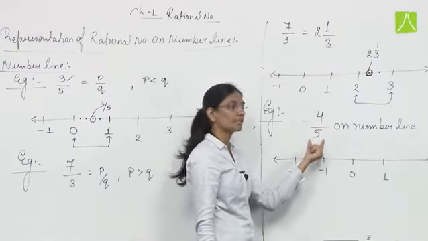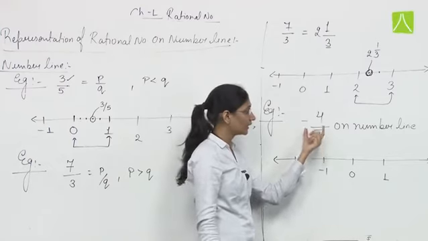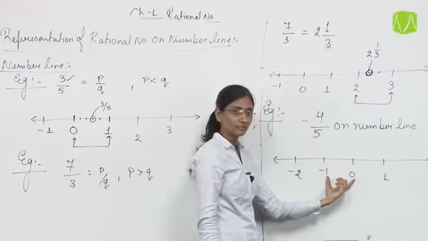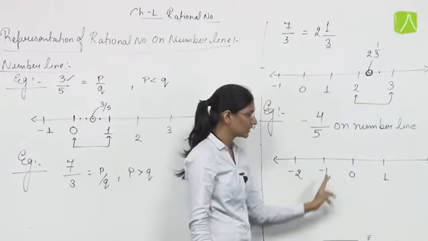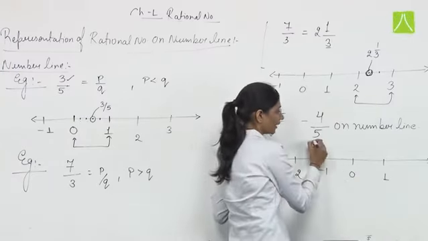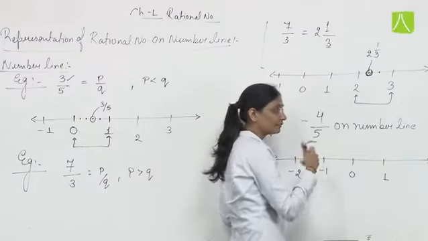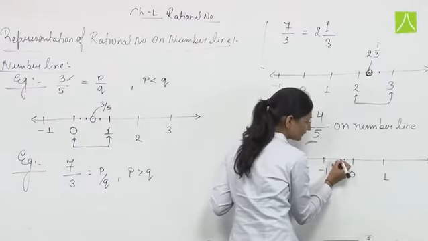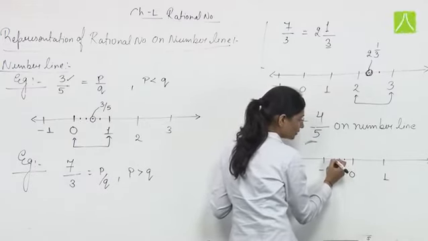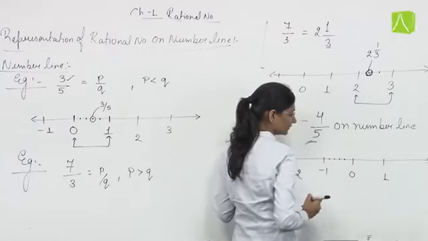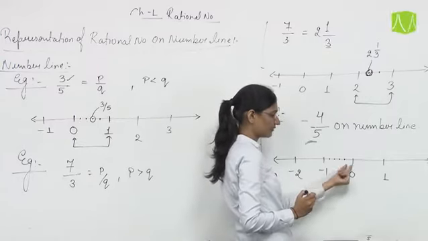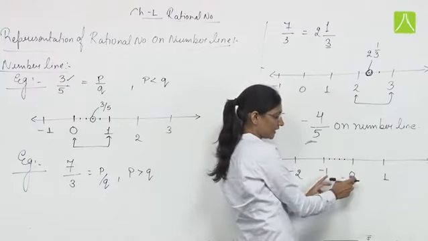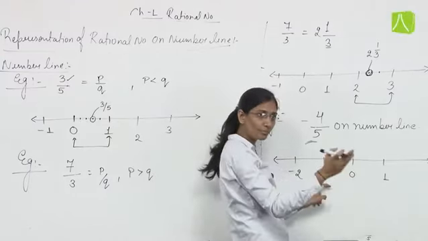Since the value is less than 1 or less than -1, it lies between 0 and -1. In between -1 and 0, this value will lie. Denominator is 5. 5 minus 1, 4. Draw 4 small lines between 0 and -1 at equal distance. 1, 2, 3, 4. There are 4 equal lines, 4 lines at equal distance, which divide 0 to -1 into 4 equal parts.